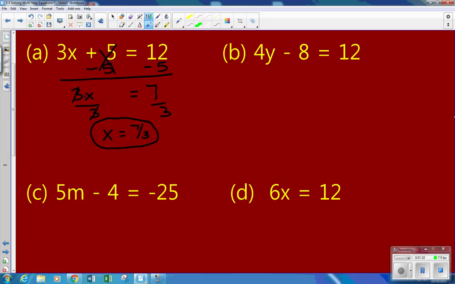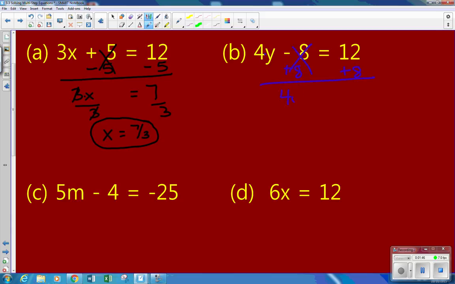Okay, we look over here at b. 4 times y minus 8 equals 12. Okay, move over everything that's not touching the y. Well, the negative 8 is not touching the y. What's the opposite of minus? The opposite of minus is plus. We add 8 to this side of the equal sign. We have to add 8 to the other side of the equal sign, just so we can cancel this out.